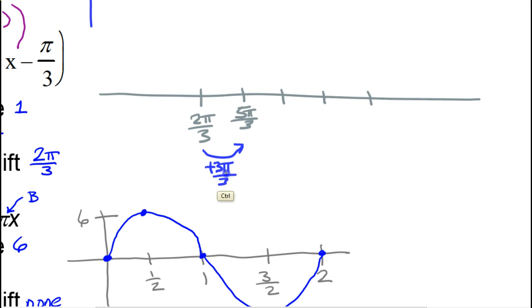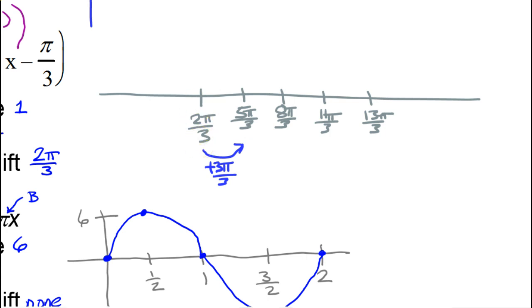If I add another 3 pi over 3, then that's going to be 8 pi over 3. If I add another 3 pi over 3, that's going to be 11 pi over 3. Okay, if I add another 3 pi over 3, that's going to be 13 pi over 3. So that's it. None of these reduce, so I don't have to worry about that. So these are the 5 markings that I'm going to use.